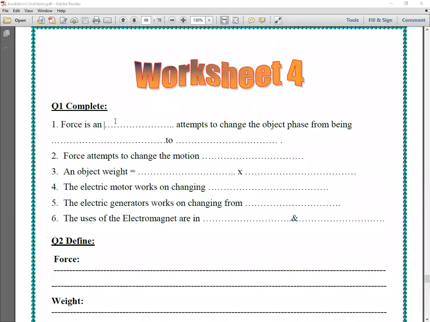So let's write the answer. Force is an effect that attempts to change the object phase or object state from being static to motion or vice versa.